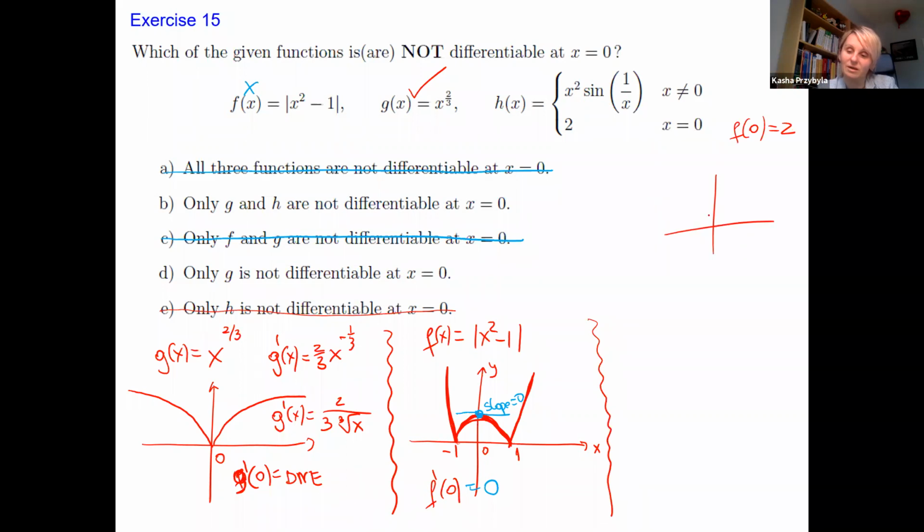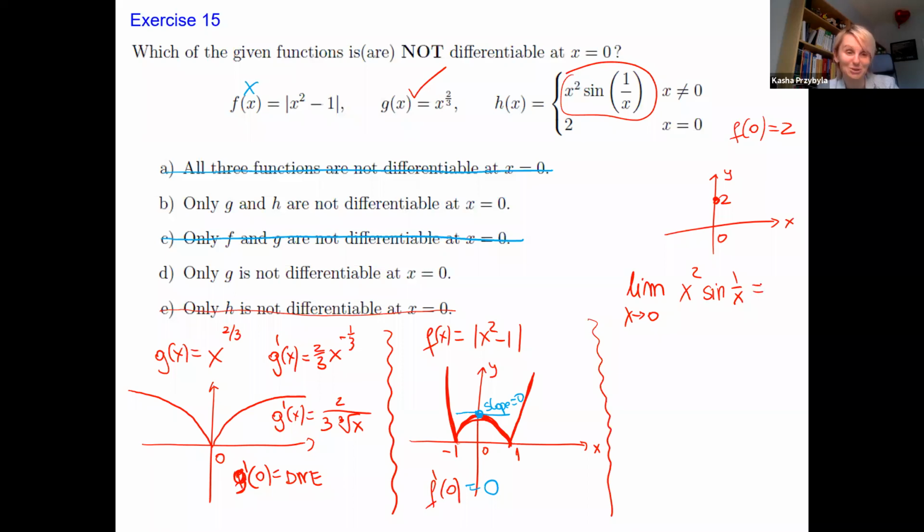That means at 0, the value is 2, the solid dot. And now I have a curve on the left and the right hand side, and it would be nice if the limit at 0 for that curve would also be 2. Then the function is smooth, continuous, and we will have a derivative. But let's compute the limit, because I don't think this is the case. We have to check the limit at 0 of x squared sine of 1 over x.